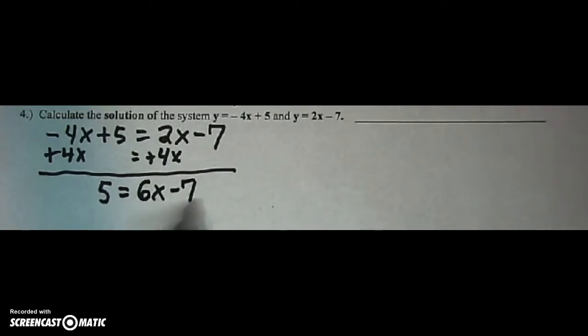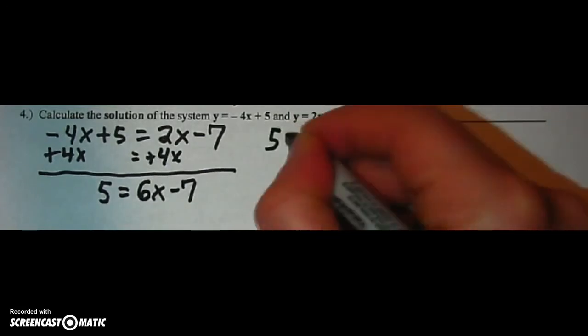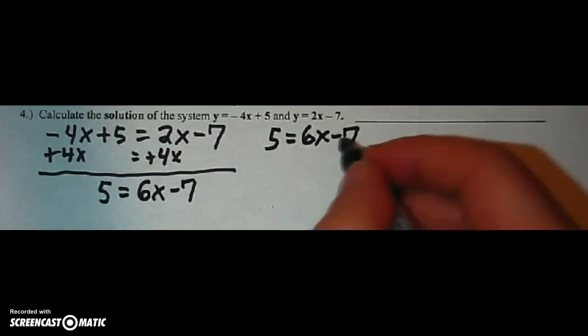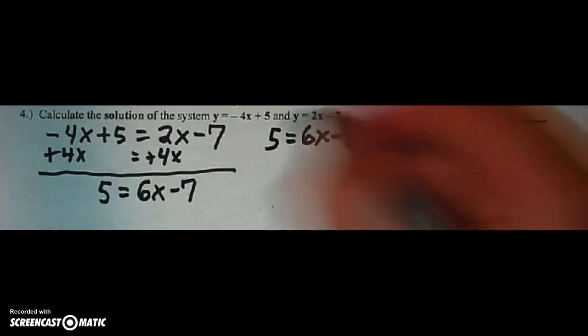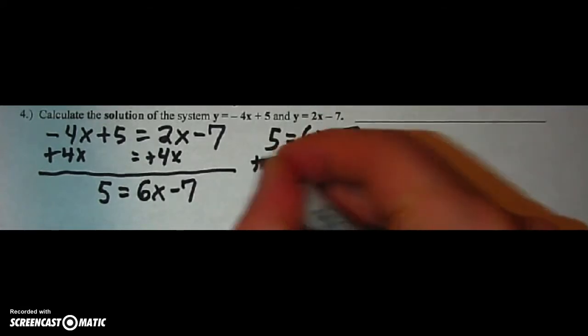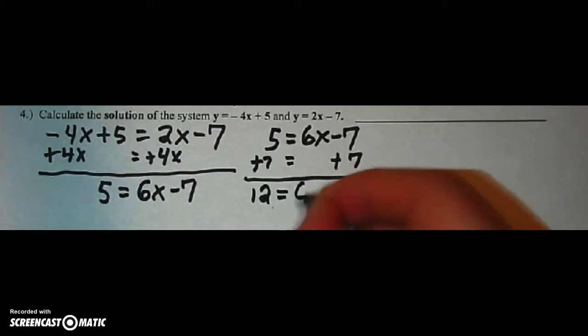Okay, we got constants on both sides. Now let's get them on the same side. So 5 equals 6x. I'm just rewriting it up here. And we're taking away 7. We want to get that 7 over with the 12. So let's add 7 to both sides. Put our equal sign where it belongs. We have 12 equals 6x.